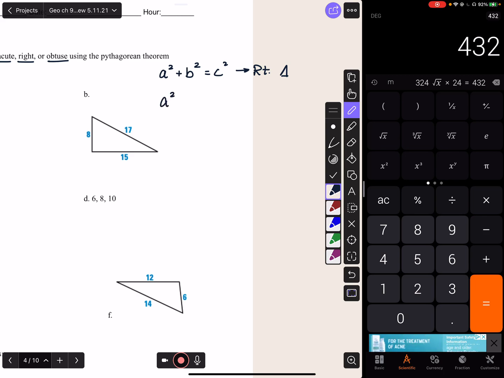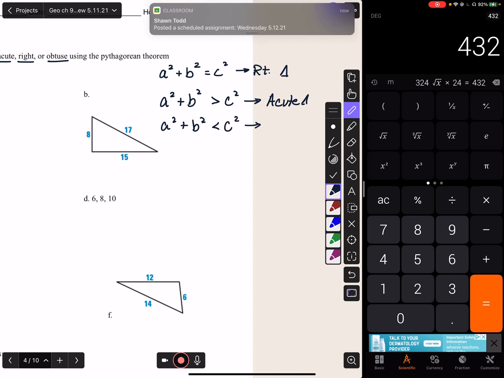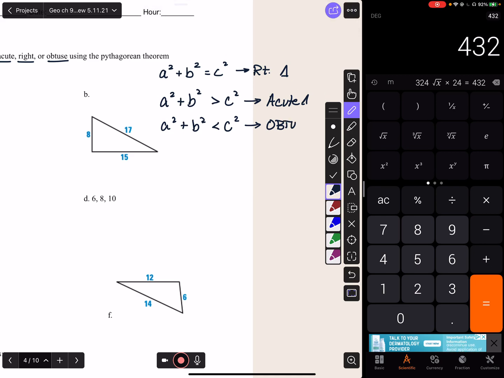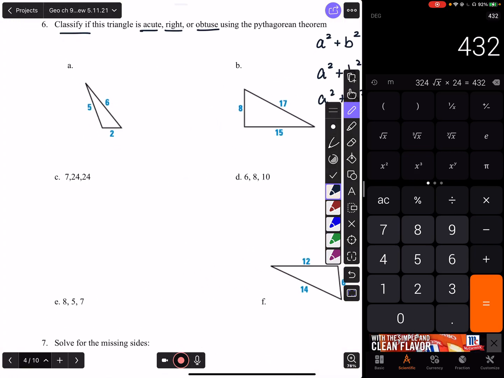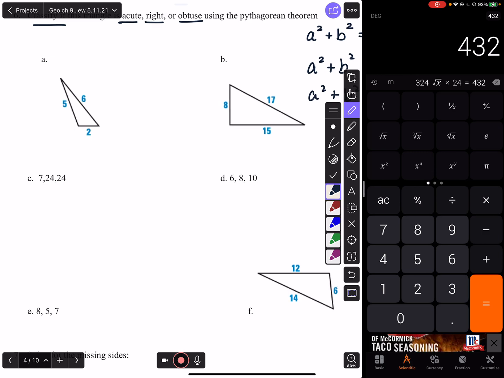But if you compare a squared plus b squared and it's greater than c squared, it's not going to be a right triangle. That would be an acute triangle. And then if a squared plus b squared is less than c squared, then it is an obtuse triangle. Okay, so those are the three conditions. Let's just apply those now to each triangle.